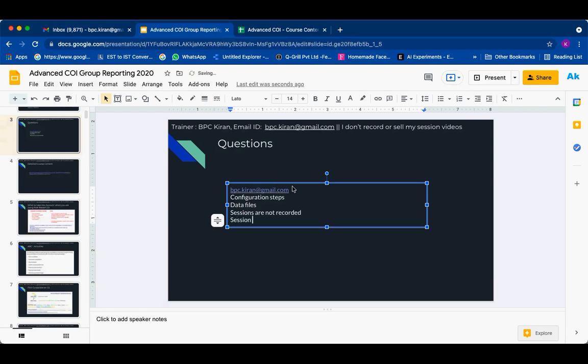The session time I planned is 4 p.m. India time, for 2 hours: 4 p.m. IST to 6 p.m. IST, Saturday and Sunday, because the weekend is available. Now all are working from offices, so this is the best time I find. Any other details, write an email to bpc.kiran@gmail.com and I will reply. Now, do you have any questions?